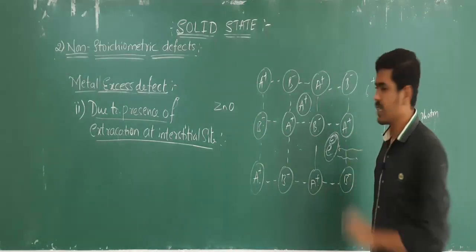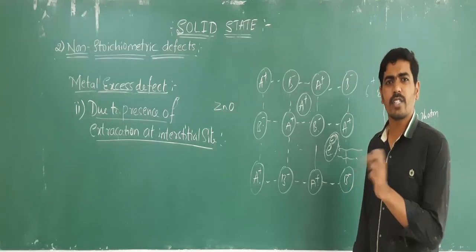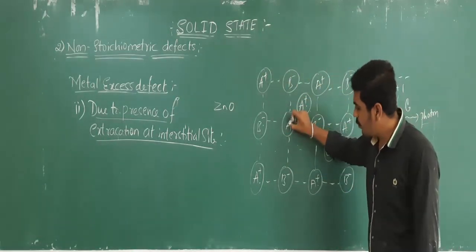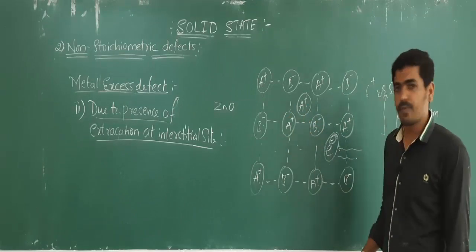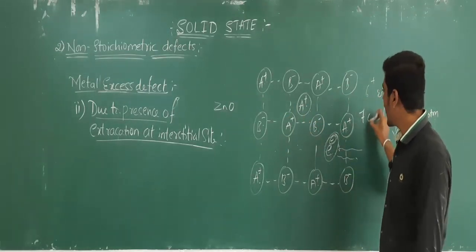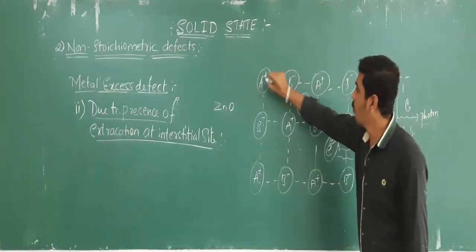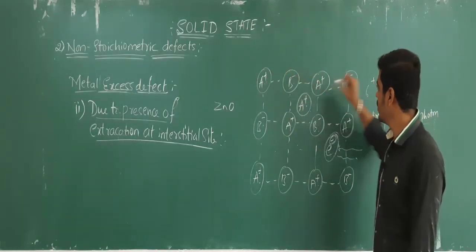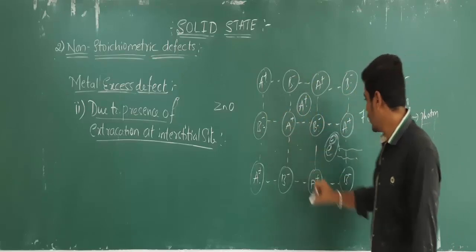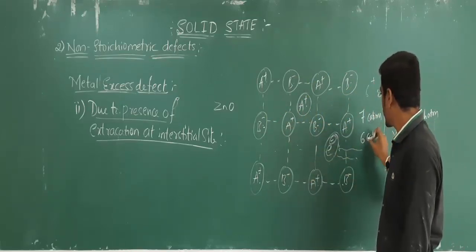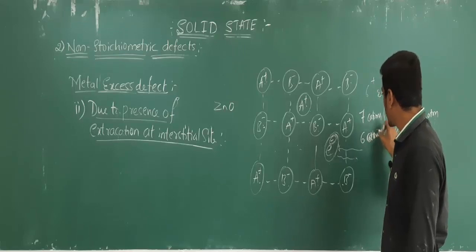So simply count the numbers here. ಕ್ಯಾಟಯಾನ್ಸ್ ಎಷ್ಟು ಅದಾವ ನೋಡ್ರಿ, 1 2 3 4 5 6 7. 7 ಕ್ಯಾಟಯಾನ್ಸ್ ಅದಾವು. ಆನಯಾನ್ಸ್ ಎಷ್ಟು ಅದಾವು? 1 2 3 4 5 6. 6 ಕ್ಯಾಟಯಾನ್ಸ್ ಅದಾವ, 6 ಆನಯಾನ್ಸ್ ಅದಾವ.